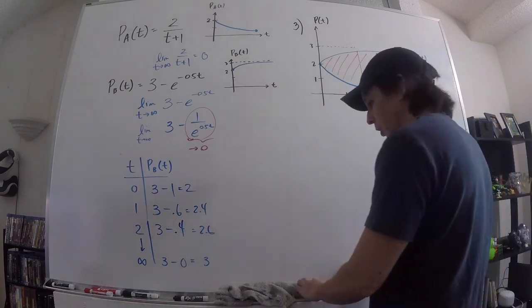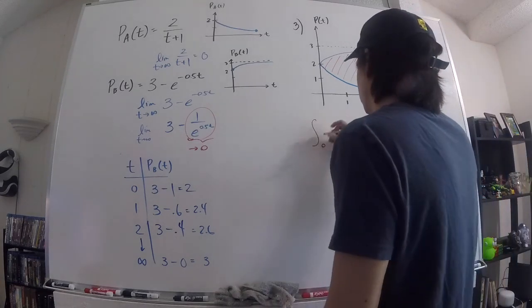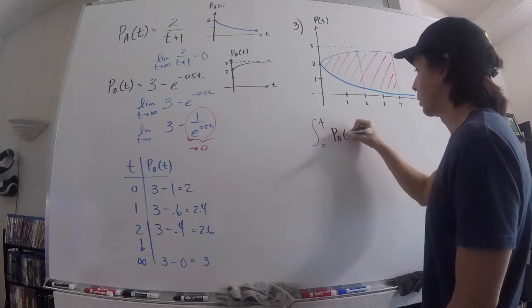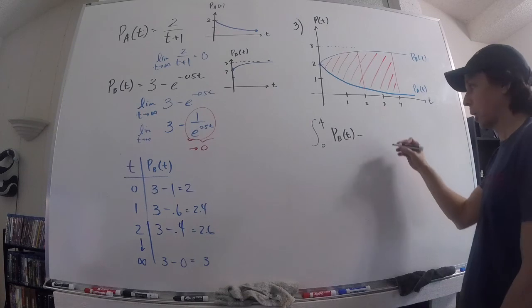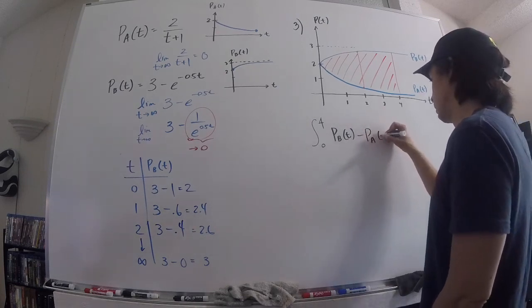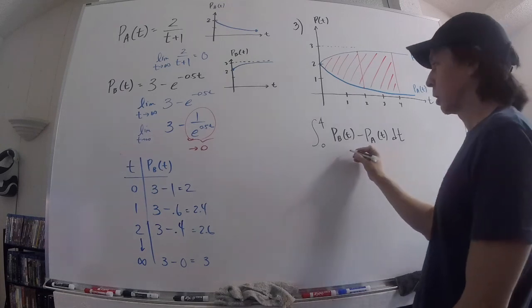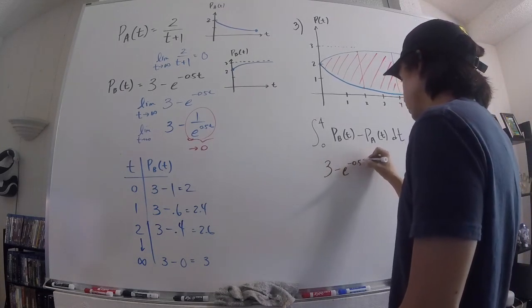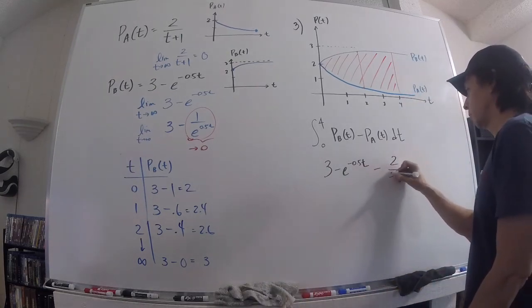So it's just this integral, 0 to 4. B is bigger. B is your upper curve because that's the more profitable plan. It did take us a little bit of getting a feel for the graph to decide that. And now I'm ready to go. Weird integrals I've got to deal with here. P of B is going to be 3 minus e to the negative 0.5 t. And then P of A is 2 over t plus 1.